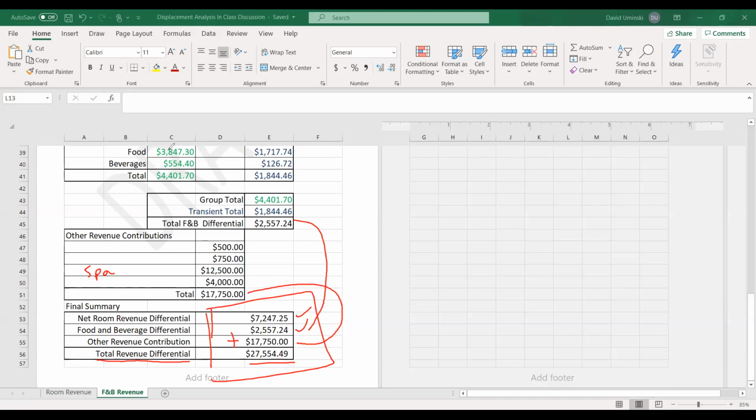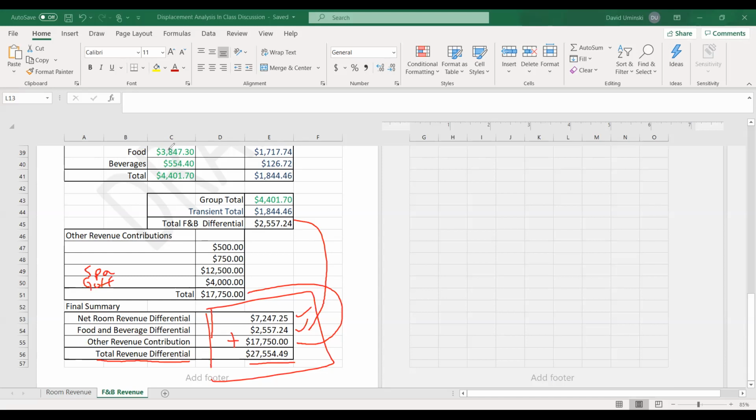Just so I'm understanding the other revenue contributions, you wrote spa, but it could be anything. It could be golf, it could be spa, but we're just not going to break down what those are and do the whole. Exactly. That was my question. Exactly.